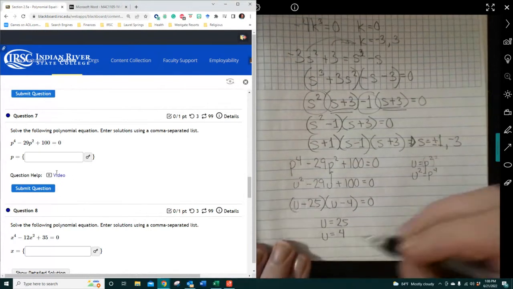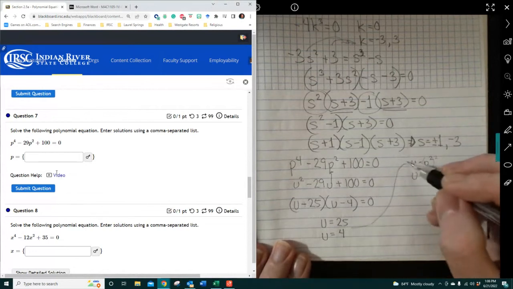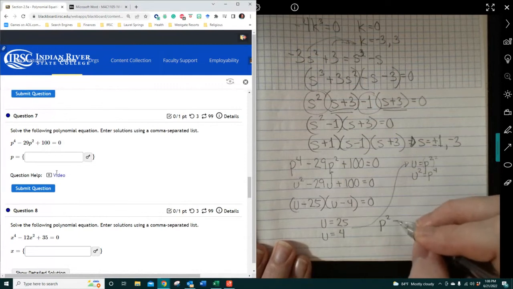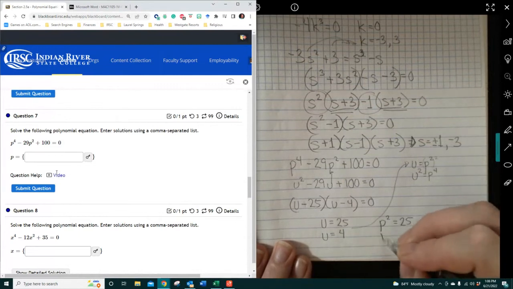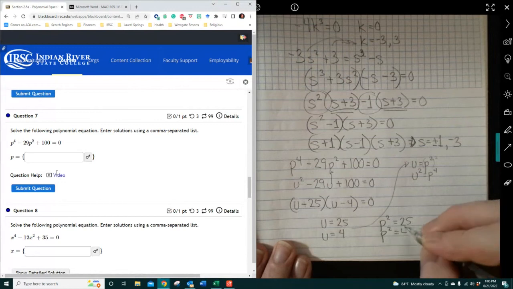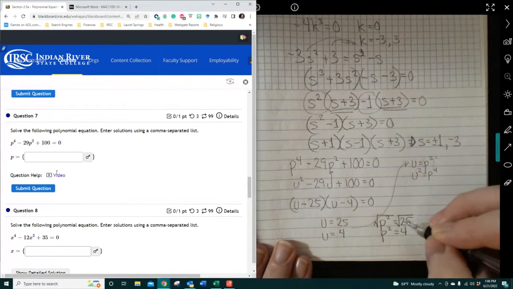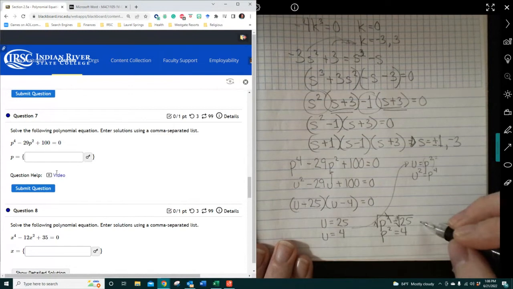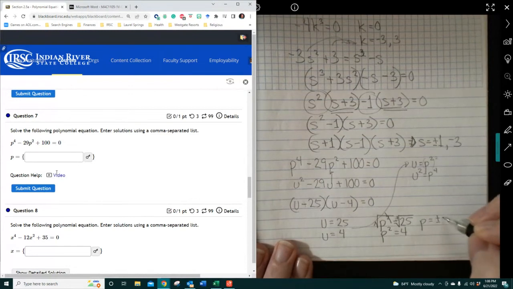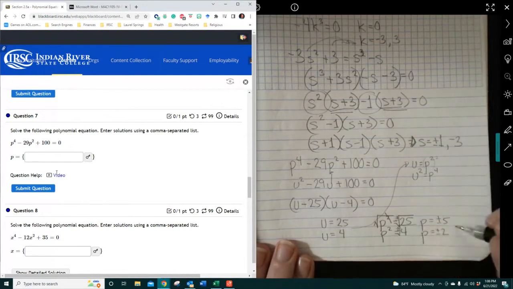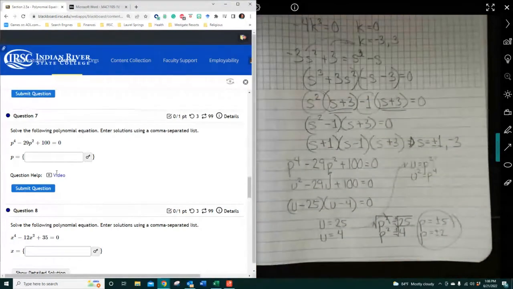All right, now when we look back, what does U represent? U represents P squared. So what we do is we substitute back in the P squared for that value of U. And then of course P isn't by itself yet, so we take the square root of each side. That eliminates that, and we get plus or minus. So P is equal to plus or minus 5, as well as P is equal to plus or minus 2, because the square root of 4 is 2. All right, and there we have our answers for this.